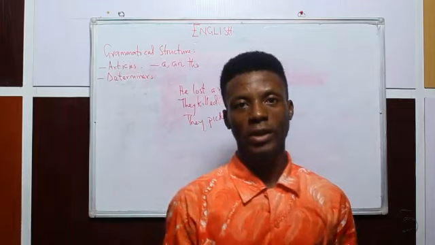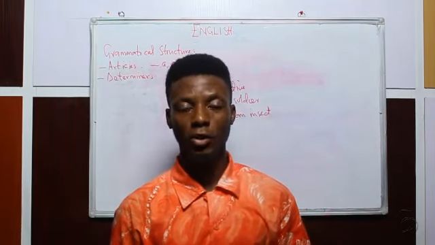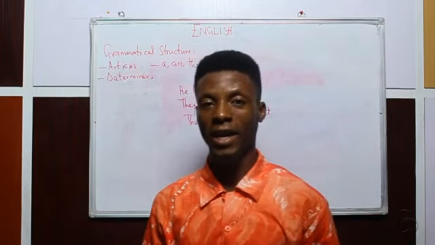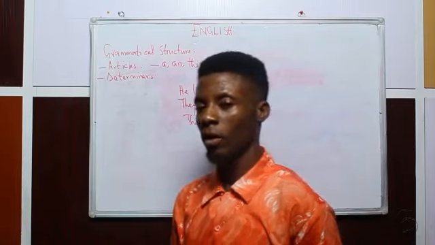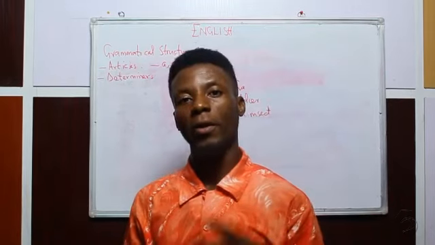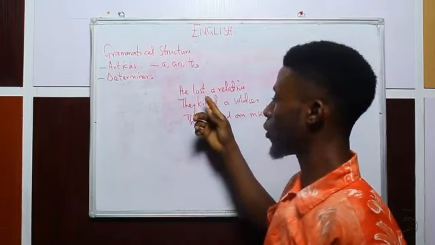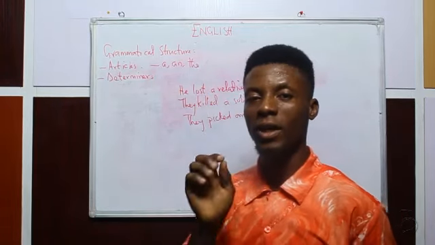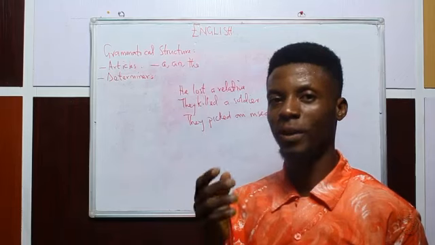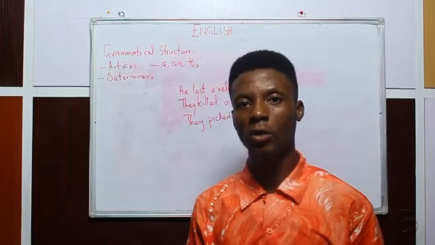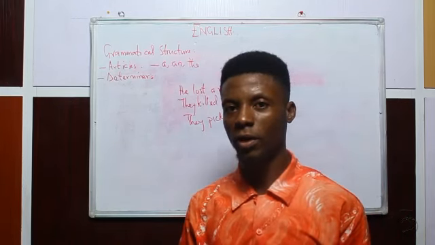Now, just as we described the meaning and the use of a and an, we said they are indefinite articles and they are used for general reference purposes. In the first example here, we have he lost a relative. The relative is not specified. It could be his grandfather, his uncle, his cousin, any of his relatives.